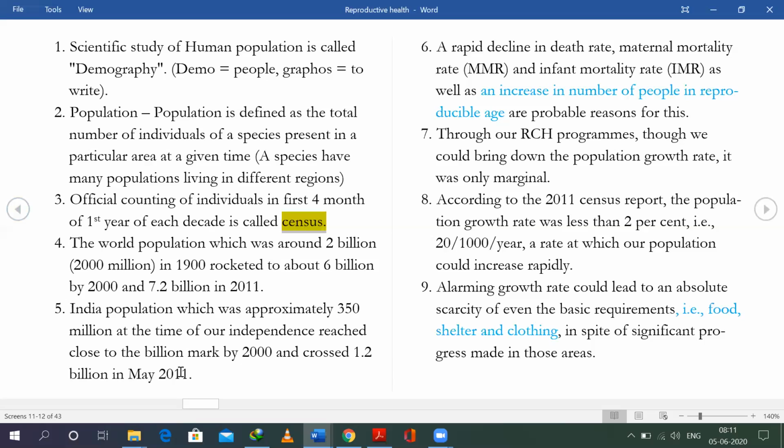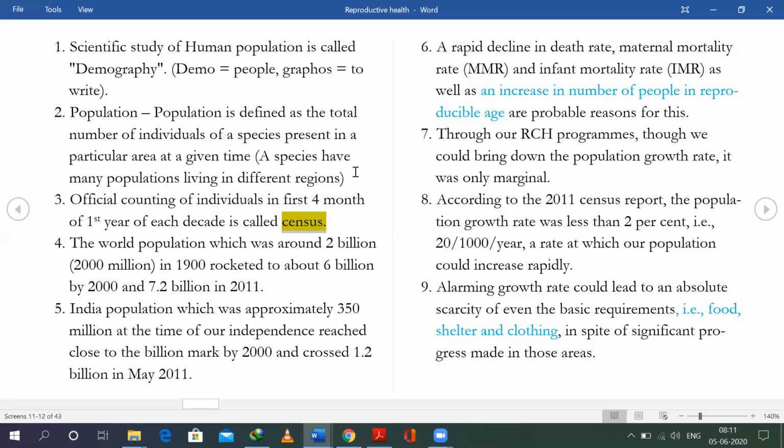Now it is 1.2 billion, as of May 2011. 1.2 billion is the Indian population. You can see the huge growth that has been seen in the population of India. What are the reasons for this significant increase in population growth?